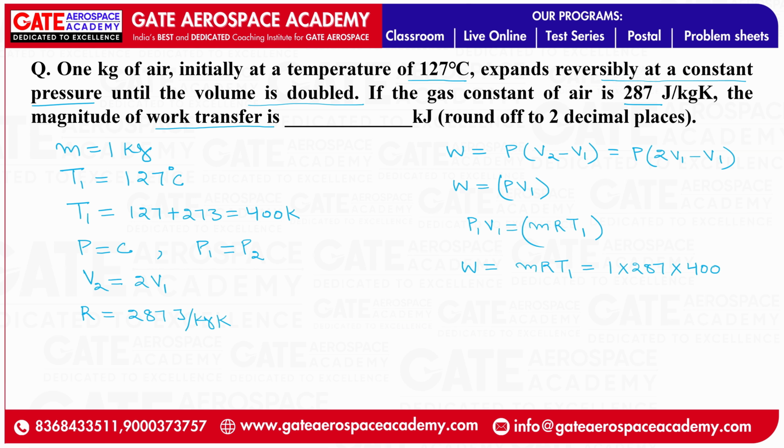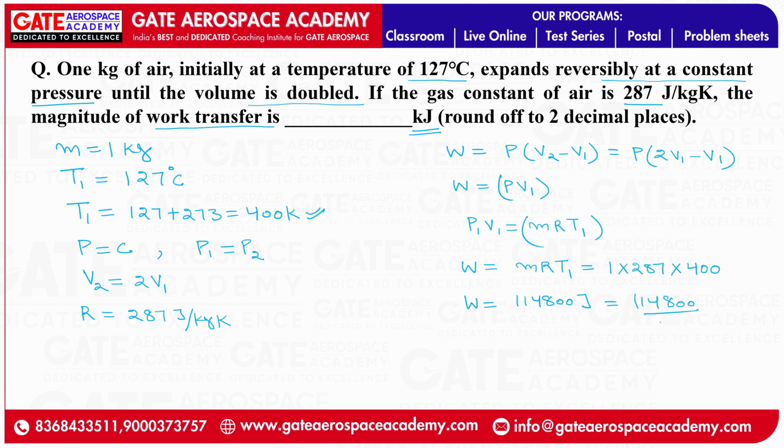Remember, whenever you are substituting values in the formula, it should be in SI unit. So the SI unit of temperature is Kelvin. That's the reason we have to substitute temperature in Kelvin. We can multiply this. We will get work done is equal to 114800 joule, right? They are asking in kilojoule, so we can divide it by 1000.